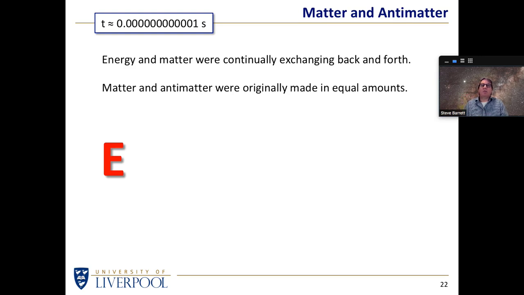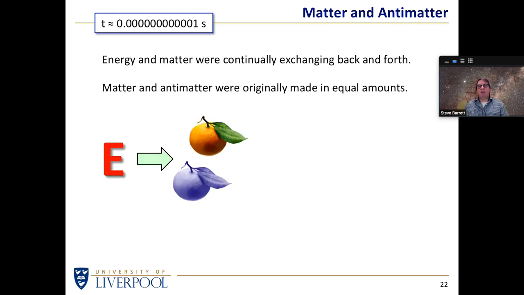And on ridiculously fast timescales, energy can be converted into matter and antimatter. Probably not an orange and an anti-orange, but it doesn't actually matter whether we're talking about making quarks and antiquarks or making electrons and anti-electrons. The point is, it makes something and its anti-something. That's all we need to worry about.